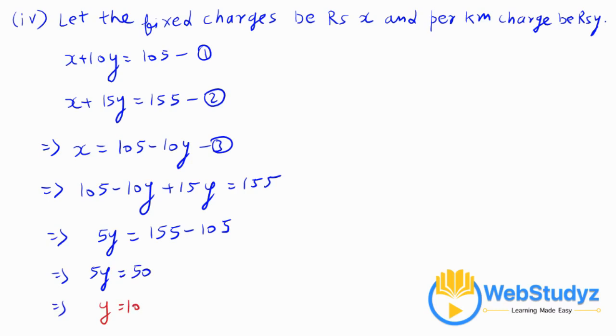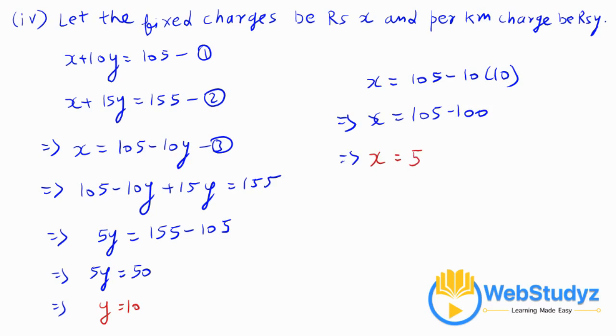Now putting the value of y in the third equation, we get x equals 105 minus 10 into 10. So from here, we get x equals 105 minus 100. So from here, we get the value of x as 5. That means the fixed charge is 5 rupees and per kilometer charge is 10 rupees.